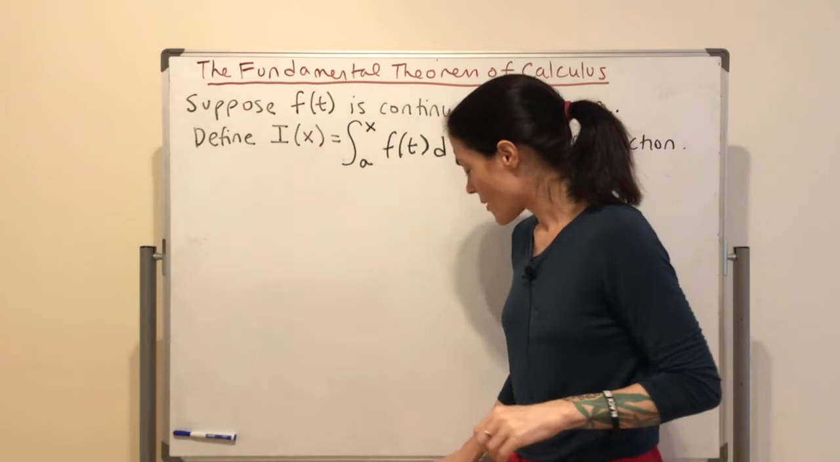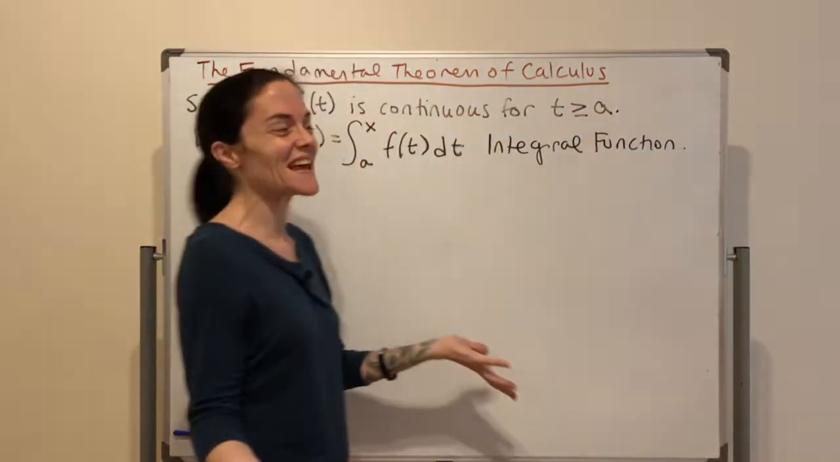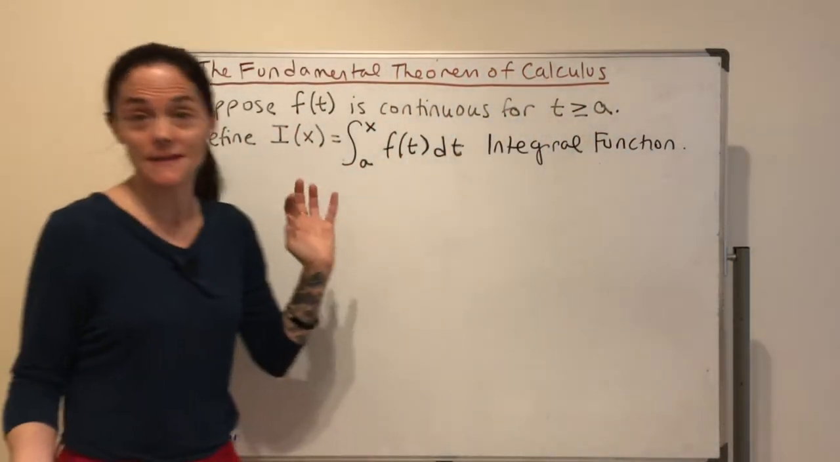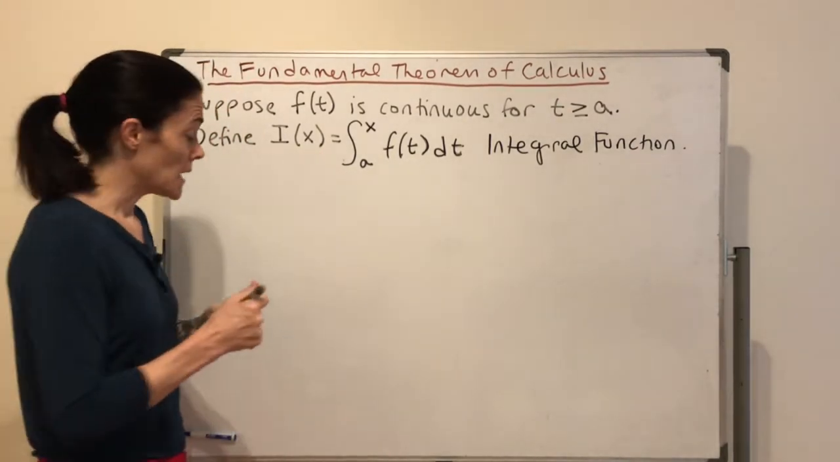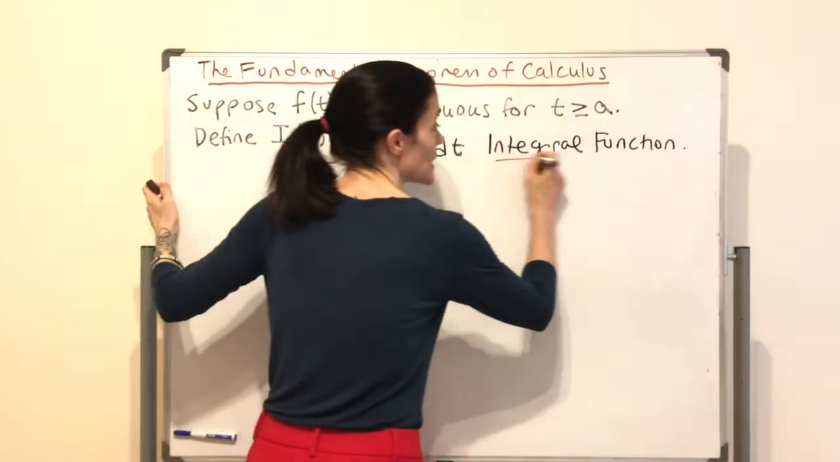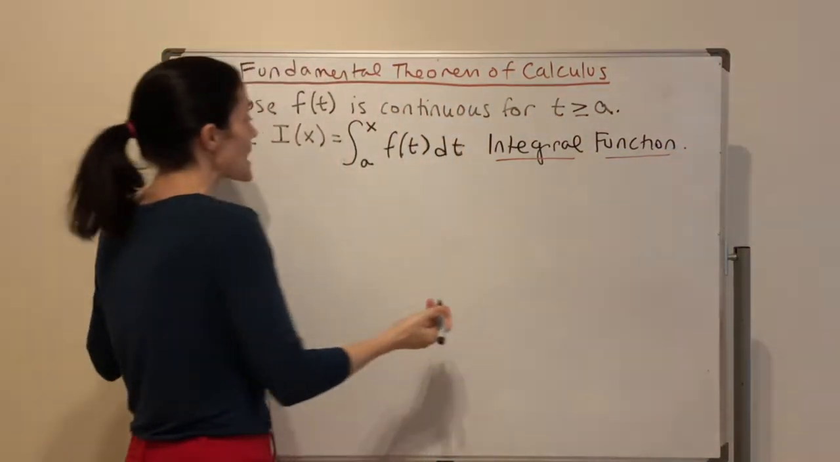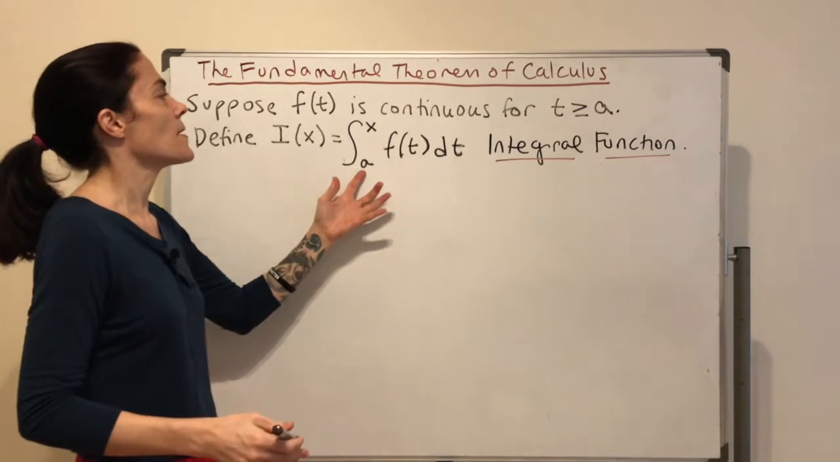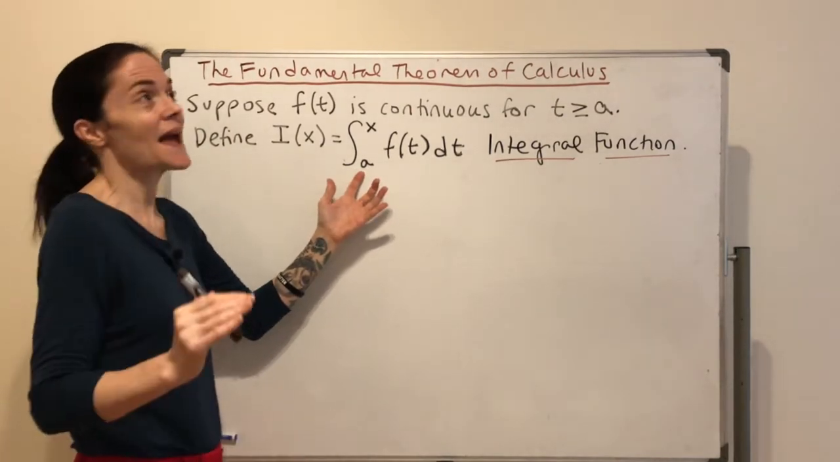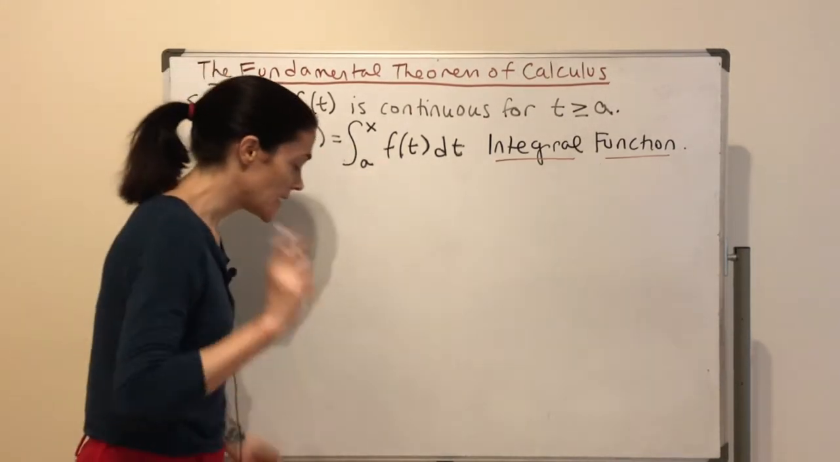Okay, so part one. Well, let me give you the setup here. Suppose we have some continuous function, and then I'm defining here, I'm calling this the integral function. It's capital I of x. What this is: you integrate from this number a to x of f of t dt.